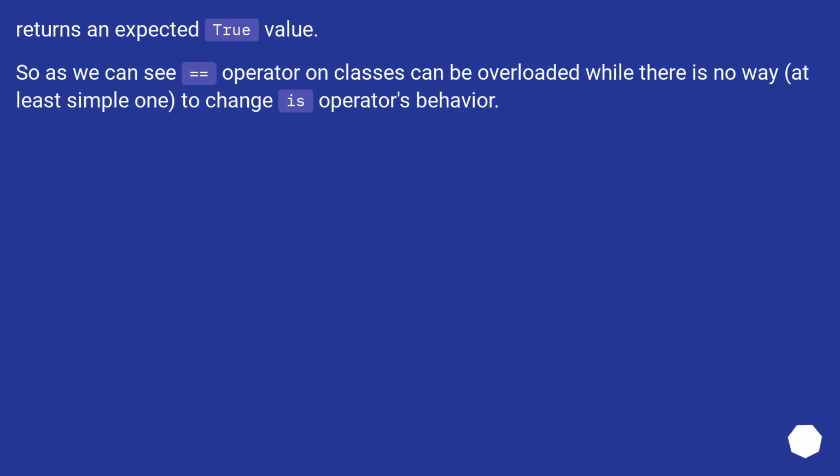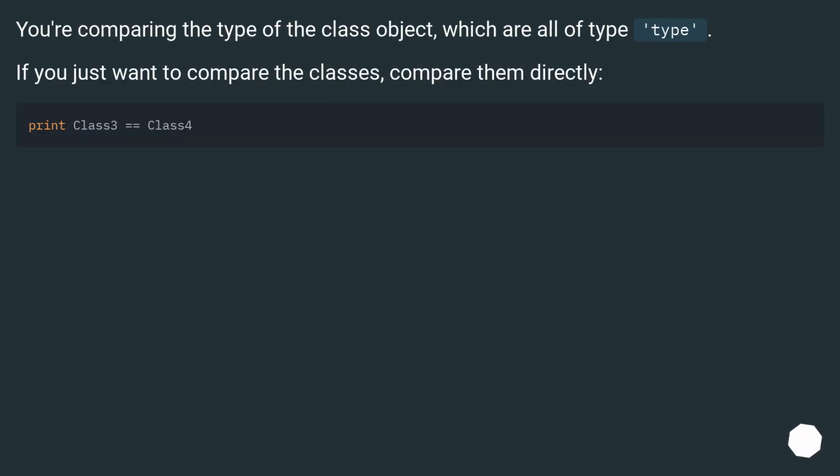So as we can see, the == operator on classes can be overloaded, while there is no way, at least a simple one, to change the is operator's behavior. You're comparing the type of the class object, which are all of type. If you just want to compare the classes, compare them directly.